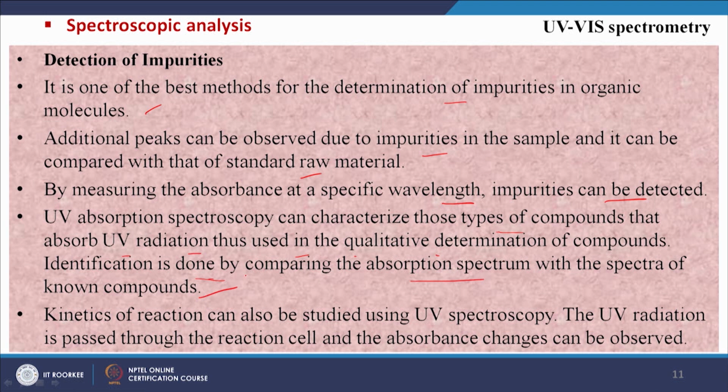Like other methods, here also we need some standard molecules, and kinetics of reactions can also be studied using UV spectroscopy. The UV radiation is passed through the reaction cell and the absorbance changes can be observed. So, that way we can measure how, with time, the concentration of the element or the pollutant is changed.